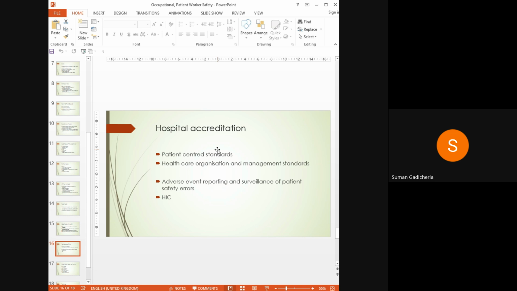Now, has anybody read The Checklist Manifesto by Atul Gawande? Atul Gawande is the author. It's a book called The Checklist Manifesto. Yes, ma'am, I have it.